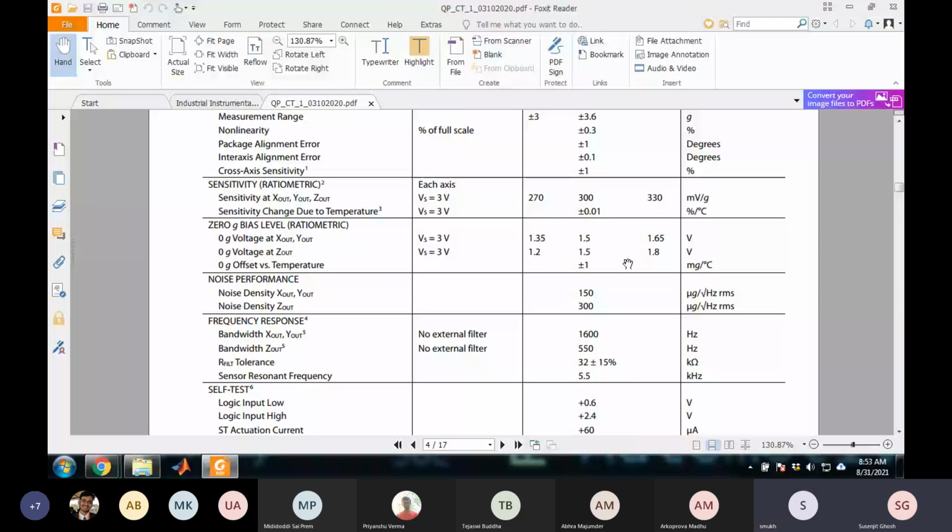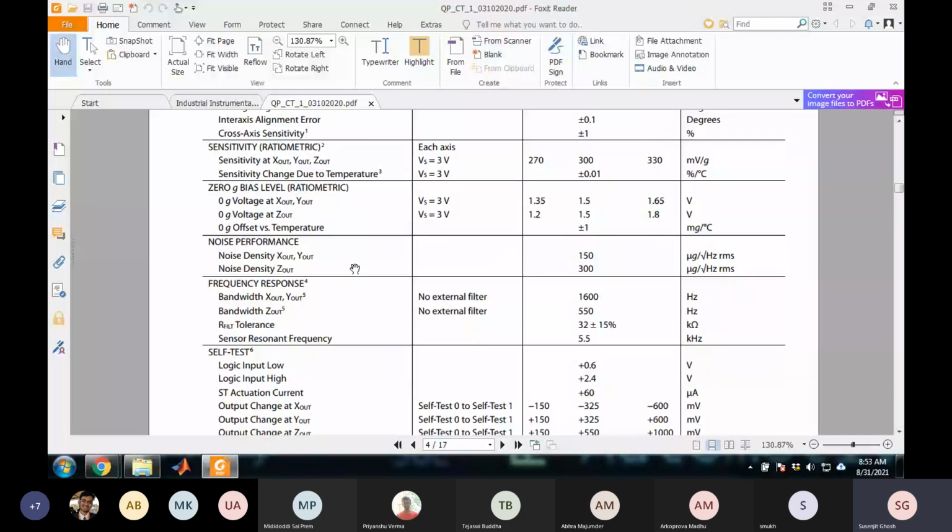Okay, so the other part is that here the change in offset versus temperature, this specification is given, that is plus minus 1 mg per degree centigrade. Here mg means not milligram, it's milli-G. Yes, that's why G is in italics. So here this temperature is acting as an interfering input as it is changing the offset.